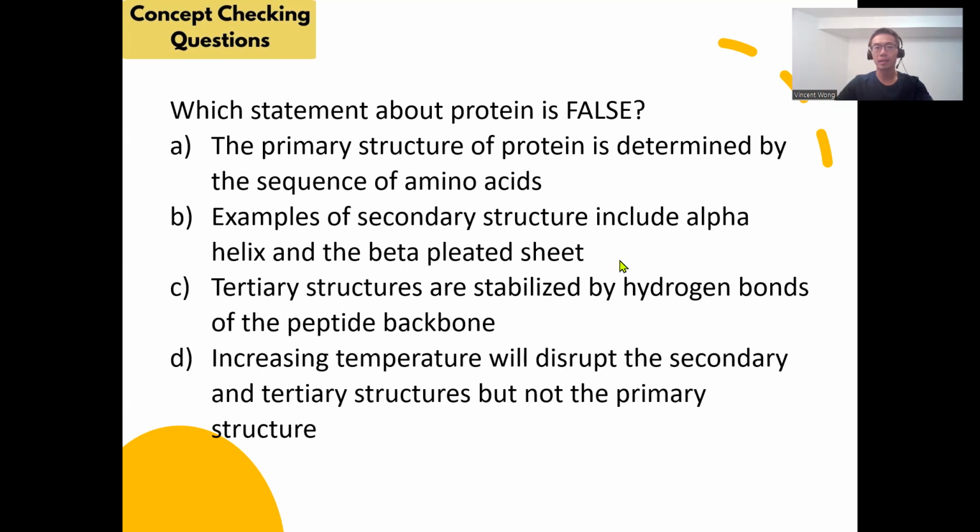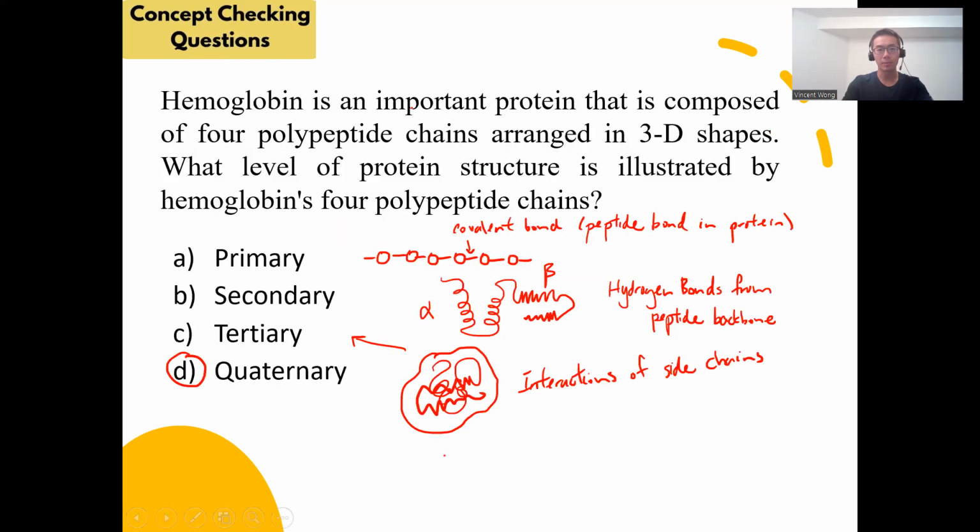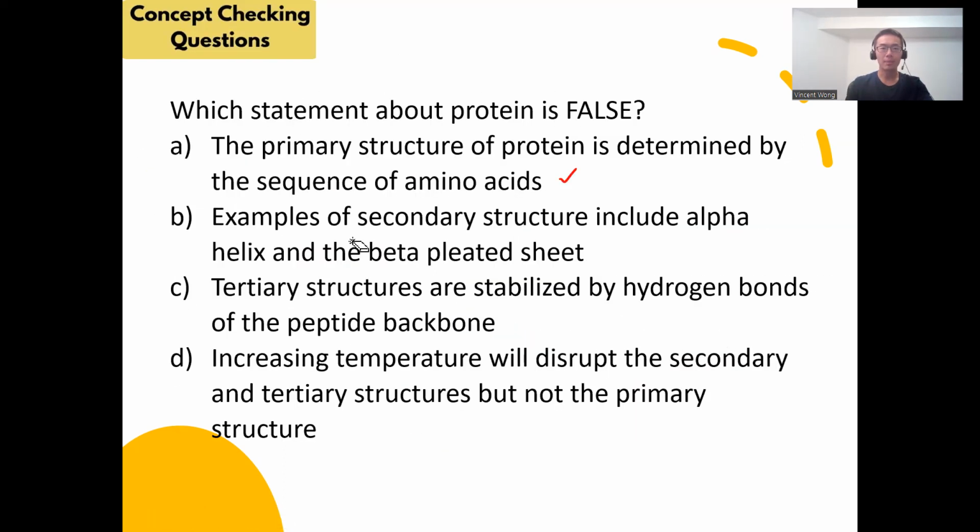Now this one is like a sample quiz question, all right? A lot of people get this one wrong, actually. Let's explain it, okay? Which of the following is false? So first one, the primary sequence of a protein is determined by the sequence of amino acids. So we know that one's correct. I wrote it down for you literally just 2 slides before, right? An example of secondary structure includes alpha helices and beta sheets. That's correct. Tertiary structures are stabilized by hydrogen bonds of the peptide backbone.